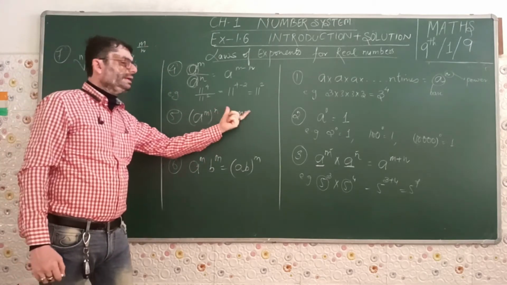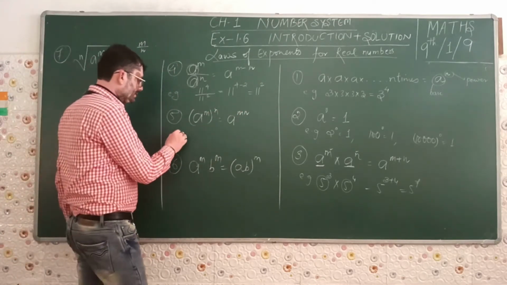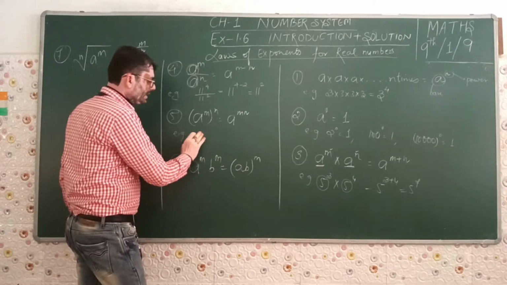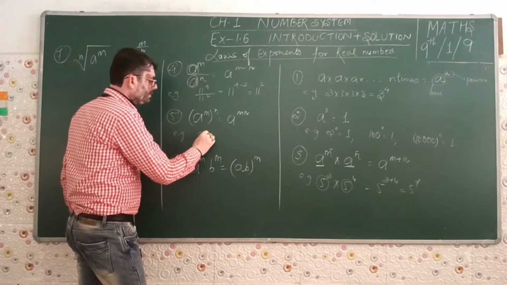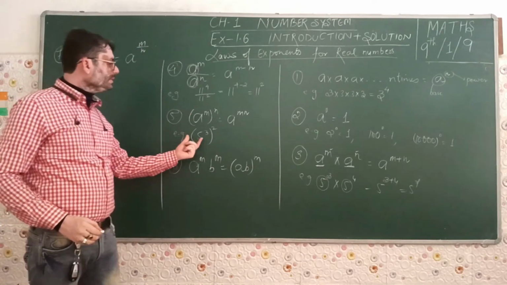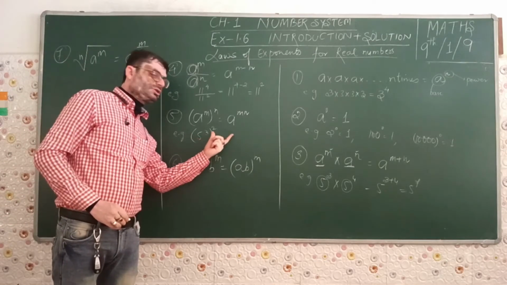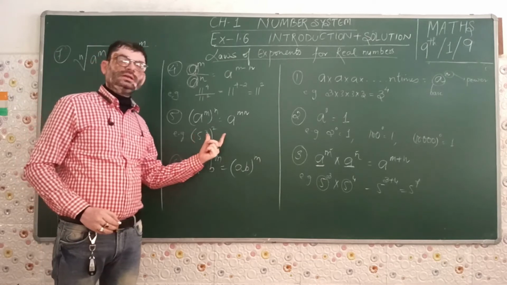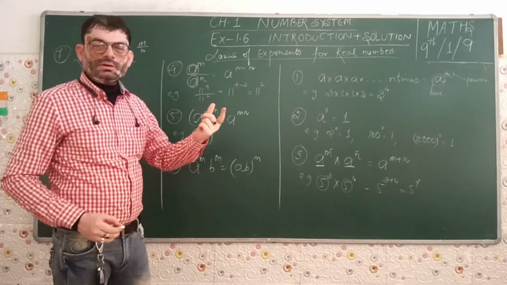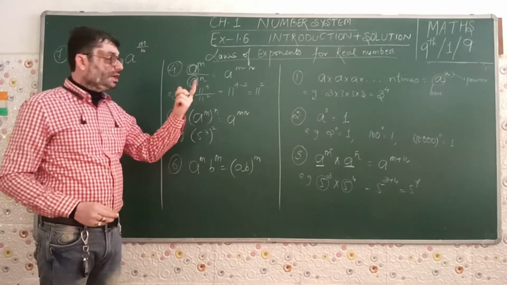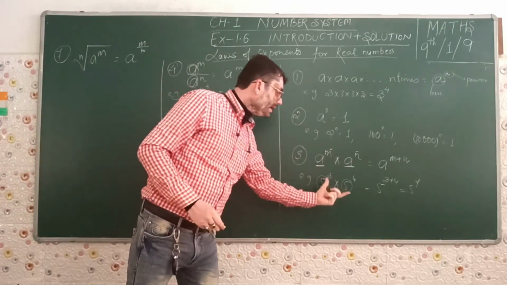The powers will be multiplied. Let us see an example here also. Take 5 to the power 3 whole to the power 2. What does this mean? That means 5 to the power 3 comes 2 times. Power 2 denotes that 5 to the power 3 is taken 2 times. So 5 to the power 3 into 5 to the power 3, that becomes 5 to the power 3 plus 3 if we apply this rule.